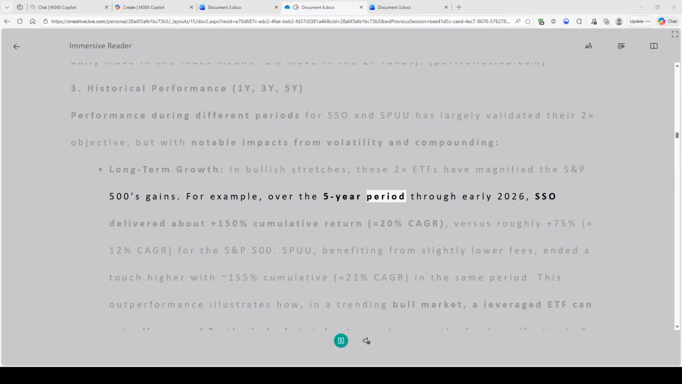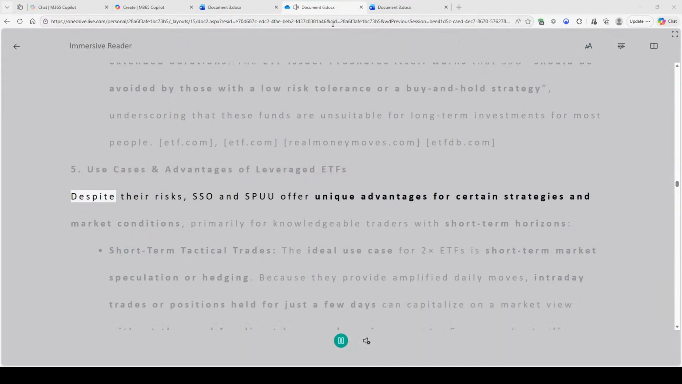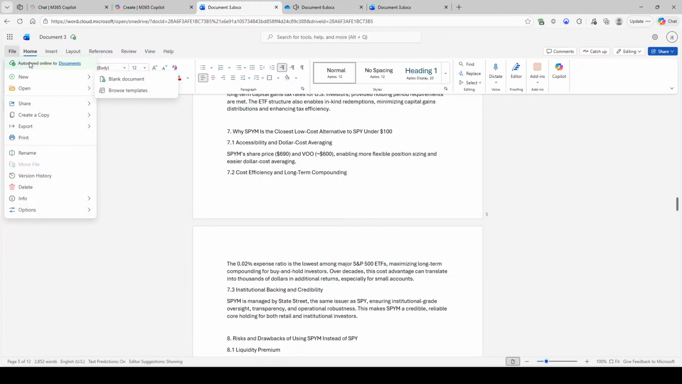5. Use cases and advantages of leveraged ETFs. Despite their risks, SSO and SPUU offer unique advantages for certain strategies and market conditions, primarily for knowledgeable traders with short-term horizons. Short-term tactical trades.